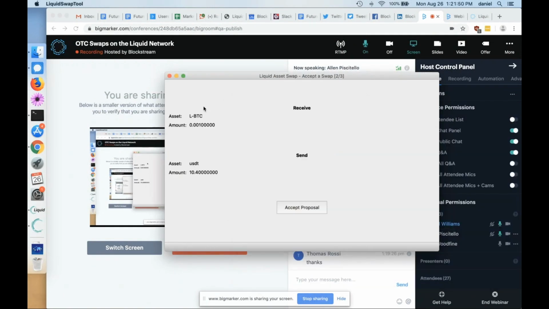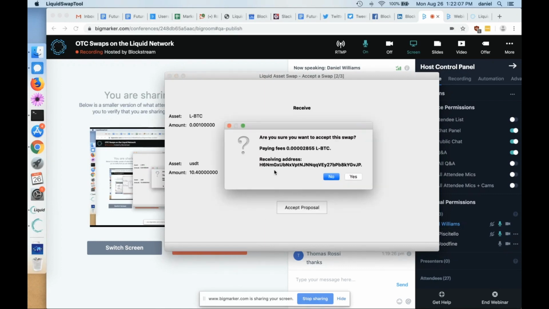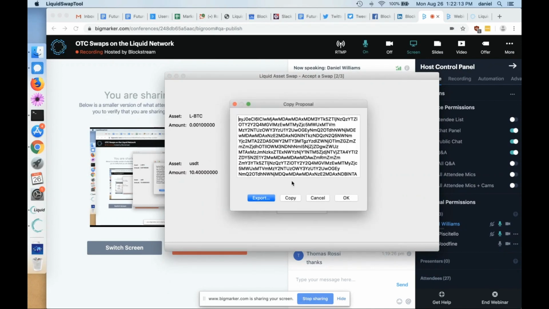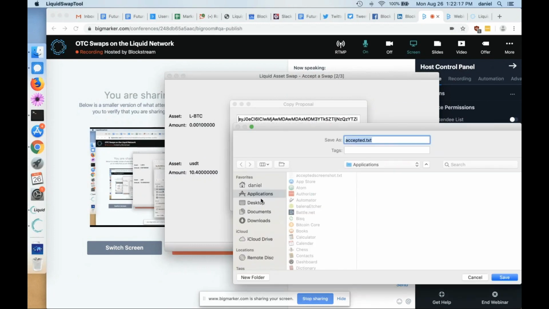Okay, so now I can inspect it. So I'm going to receive 1/1000th of a Bitcoin and send 10.4 Tether. And so now I can accept this proposal. And now it'll prompt me about the transaction fees and display the receiving address. So I can click yes there. And so now I can export this and send it back to Alan.